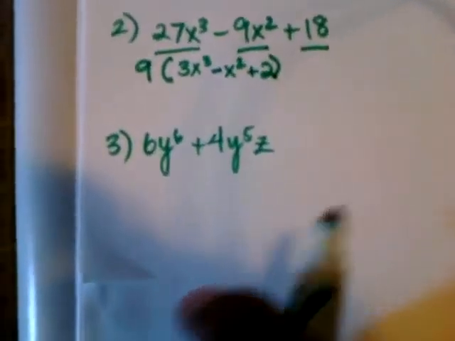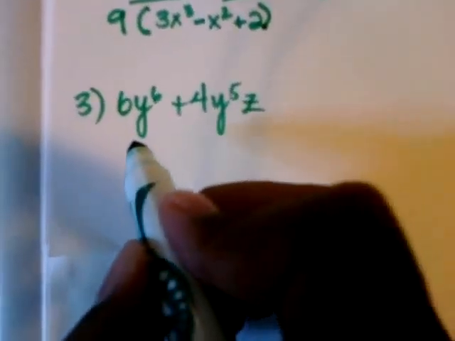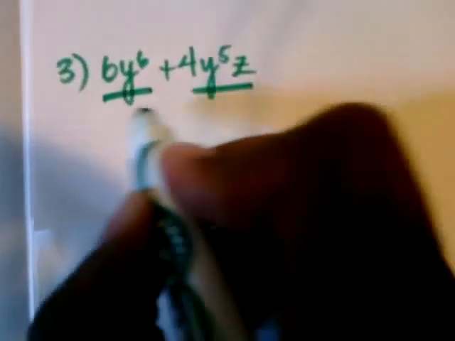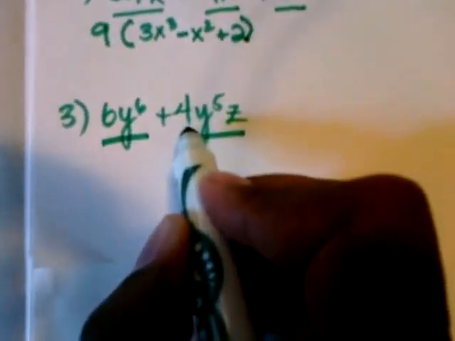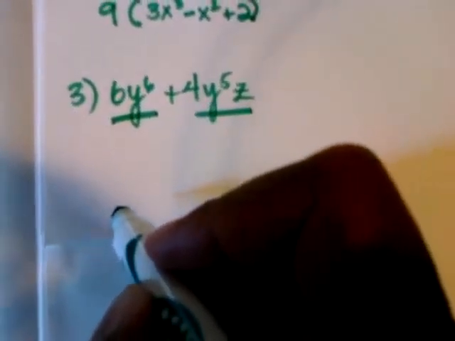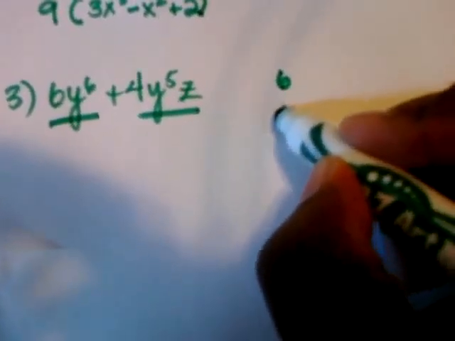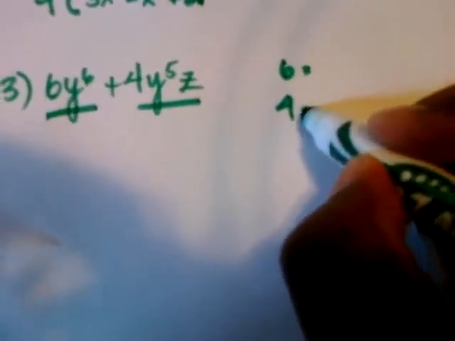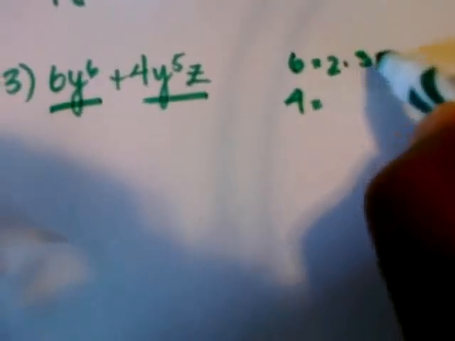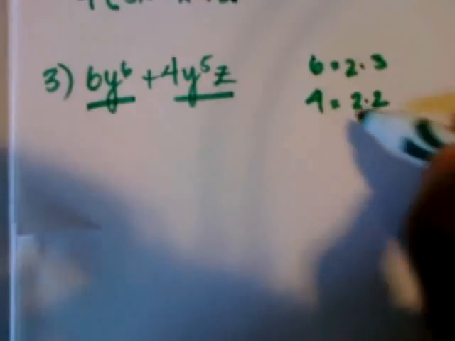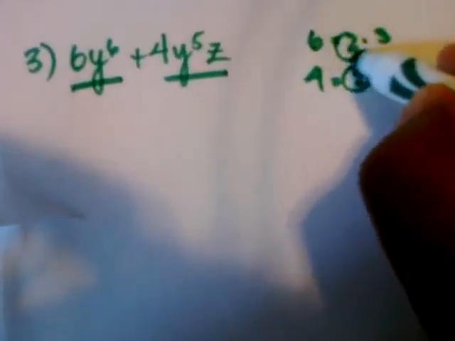Let's look at number 3. In number 3, I'm looking at two terms, here and here. One is a 6, the other one is a 4. They have a common factor of 2. Now you can break those down and find out. So I'm going to say 6 and 4. 6 is 2 times 3 in prime factorization, and 4 is 2 times 2. And so they both have 2's, and so their GCF is 2.